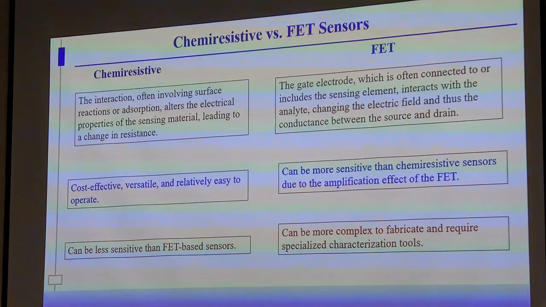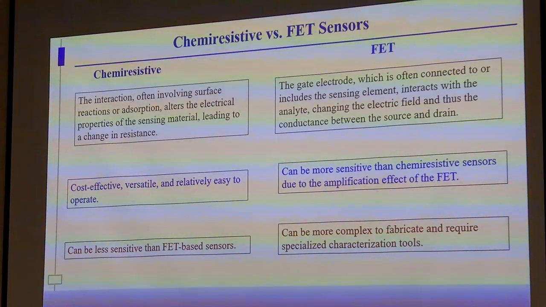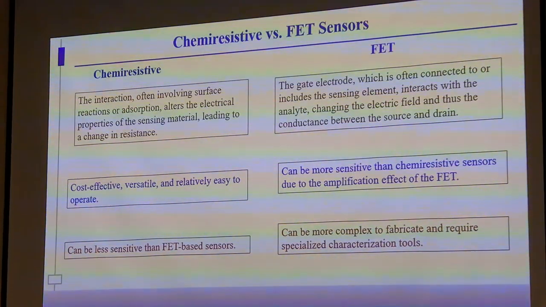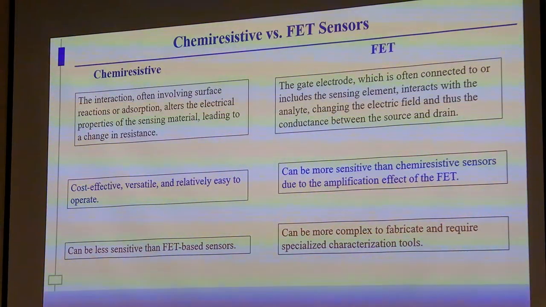But in the second case, the gate electrode, which is often connected to or includes the sensing element, interacts with the analyte and doping happens. Due to the change in the electric field, the conductance between source and drain will be modified. So that's a very fundamental difference. In the first case, you are simply talking about resistivity or conductivity. In the second case, you are talking about a change in the electric field, which will result in a change in the conductance between source and drain.